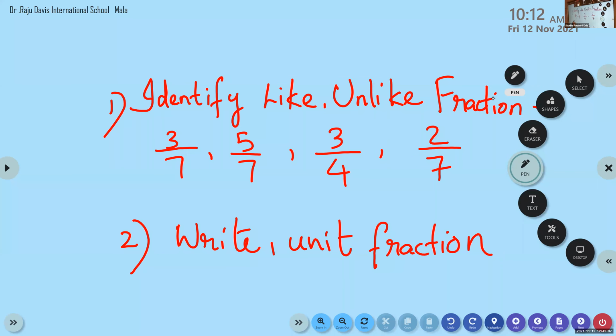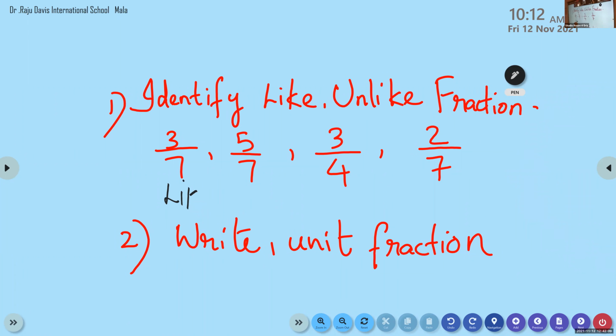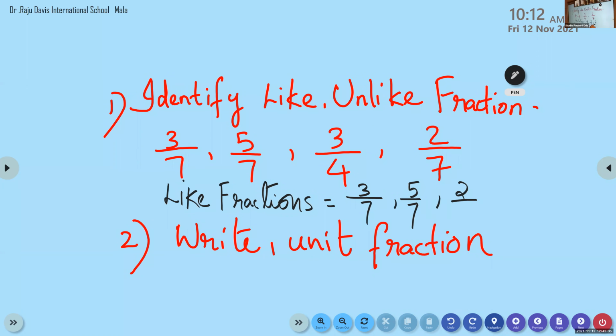Okay, like fractions, you have to write like fractions equal to. Can you give me the answer? Like fractions. Which are the like fractions from here? 3 by 7, 5 by 7, 2 by 7. So you have to write all these three: 3 by 7, 5 by 7, 2 by 7. And which are the denominators common here?